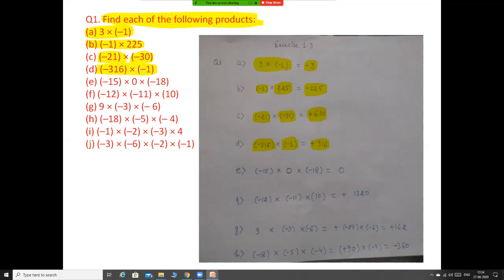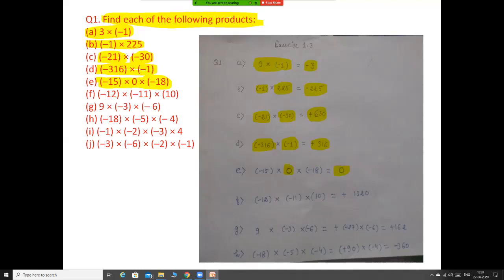Next part, E part, minus 15 into 0 into minus 18. So here a very interesting fact is, 0 multiplied with any integer, answer is always 0. So no need to multiply 15 and 18, because this is 0 which is multiplied with minus 15 and minus 18. So answer is always equal to 0.